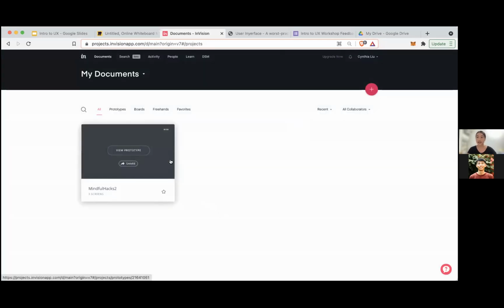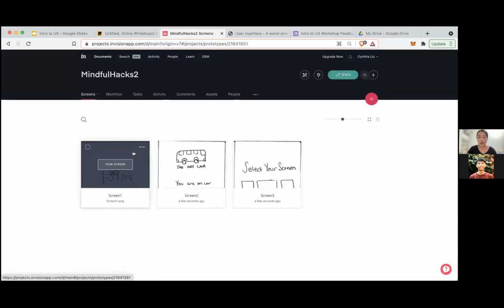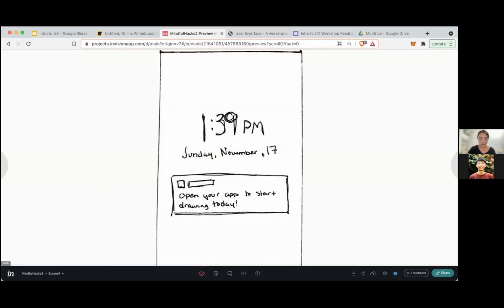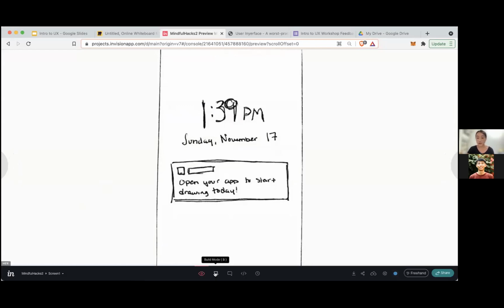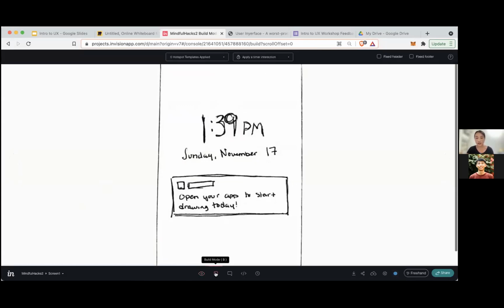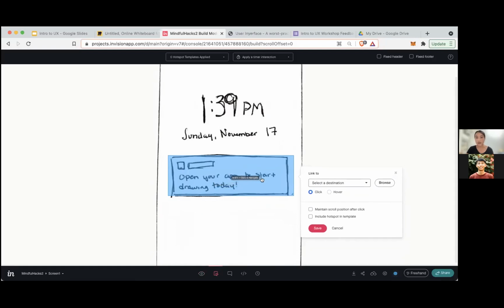So in your case, if you're new to Envision, you can create a prototype. What you're going to do is go into the screen. This is how the screen will look, and you will go into build mode. So select build, and then you are going to drag the area of interaction you want on your app screen. In this case, this is a phone notification.